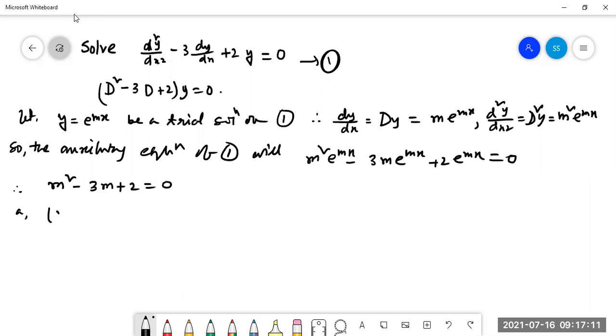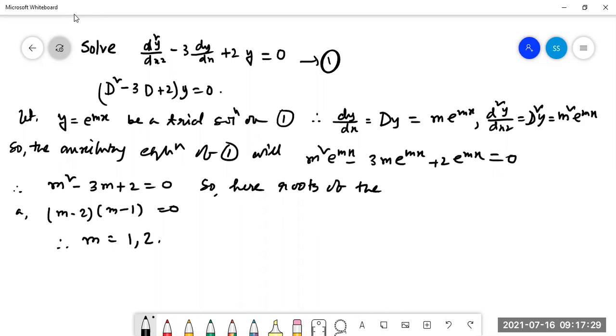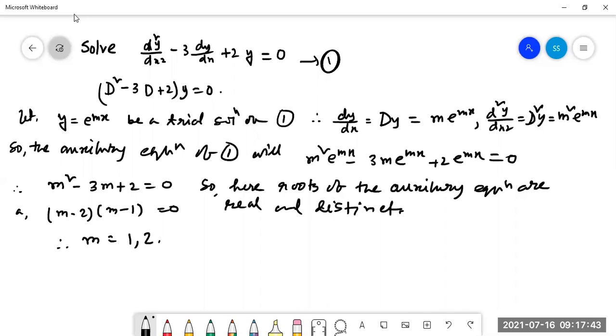So from here we got m² minus 3m plus 2 equal to 0, which is nothing but a quadratic equation of m, and it can be written as (m minus 2) into (m minus 1) equal to 0. So we got the two values of m, one is 1, another is 2. So here the roots of the auxiliary equation are real and distinct.